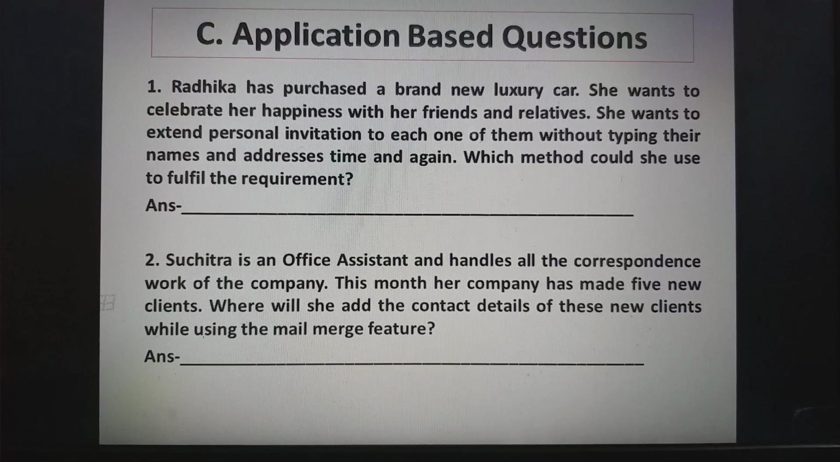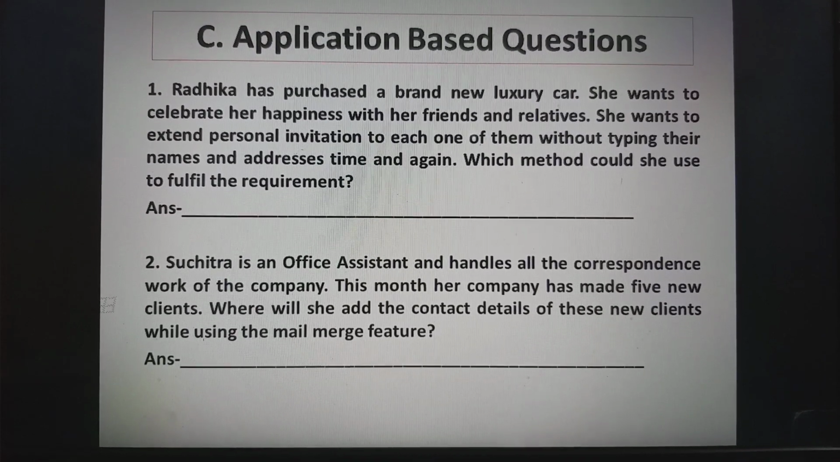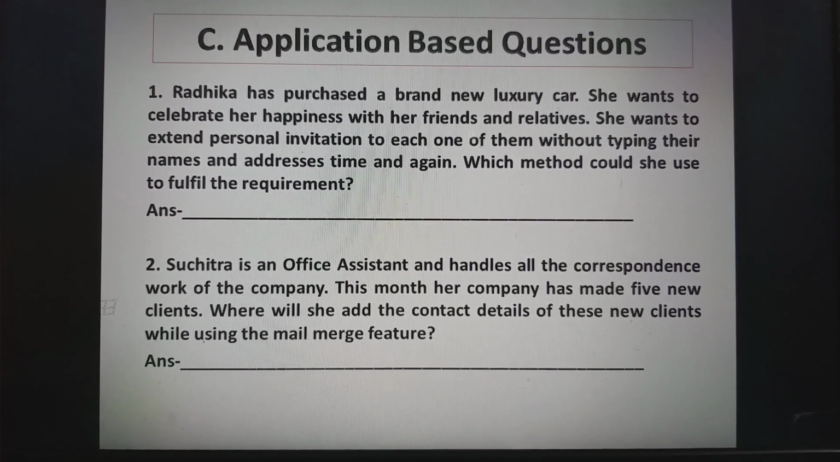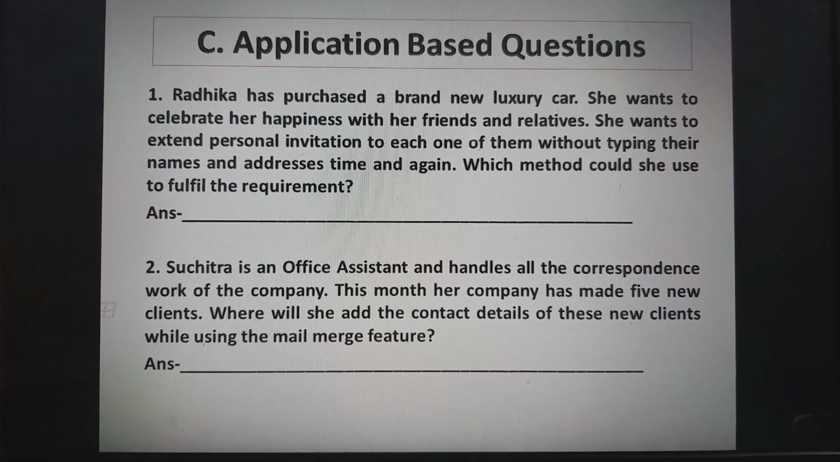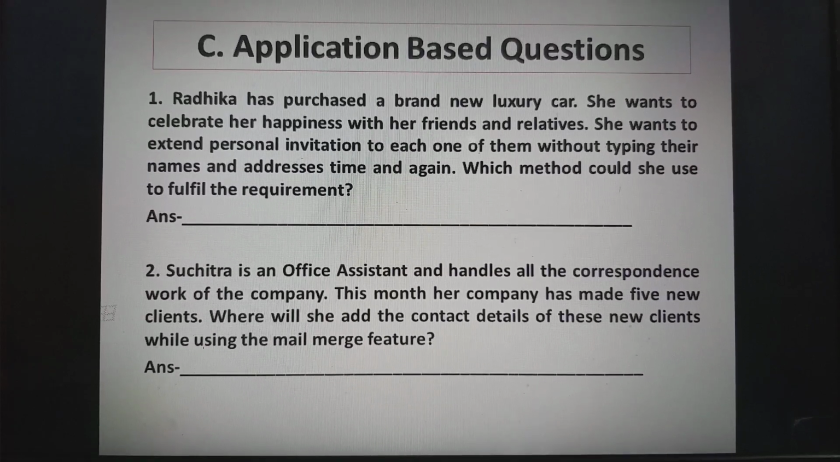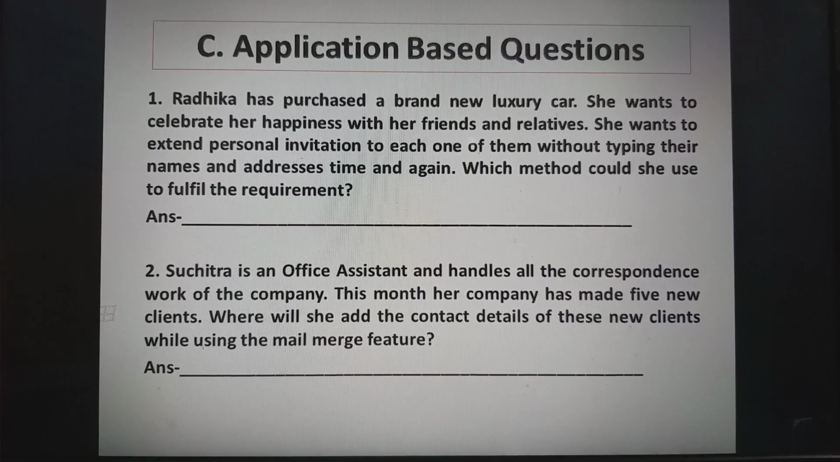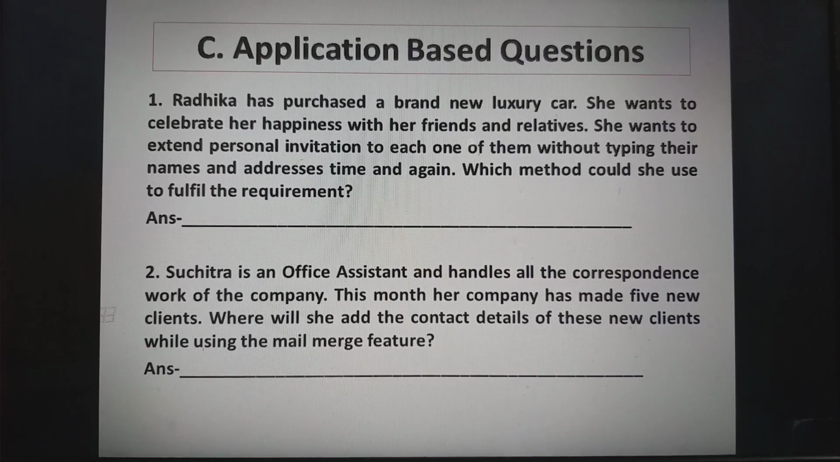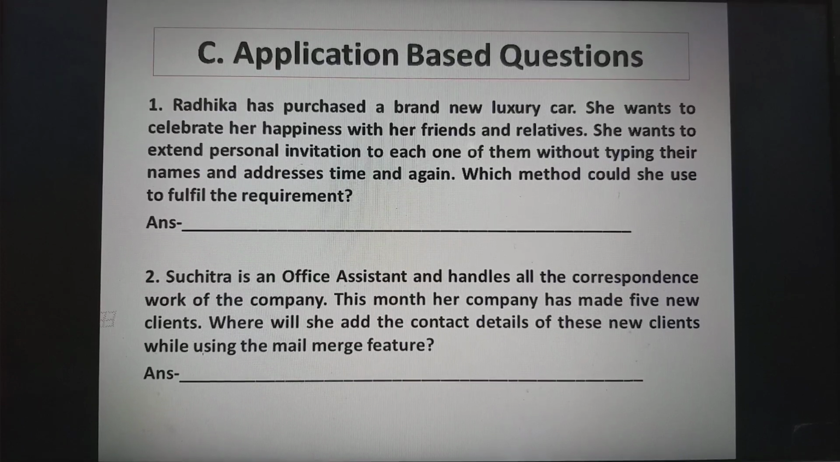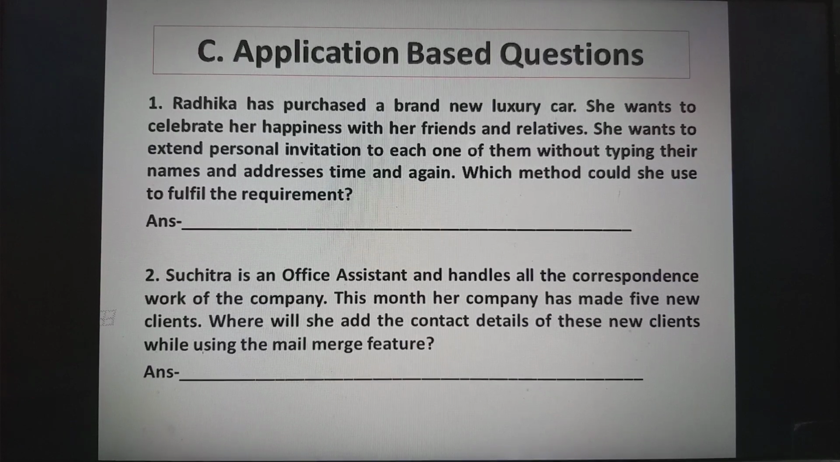Now see number 1. Radhika has purchased a brand new luxury car. She wants to celebrate her happiness with her friends and relatives. She wants to extend a personal invitation to each one of them without typing their names and addresses time and again. Which method should she use to fulfill the requirement? So the answer will be she can use the mail merge feature to fulfill the requirement.